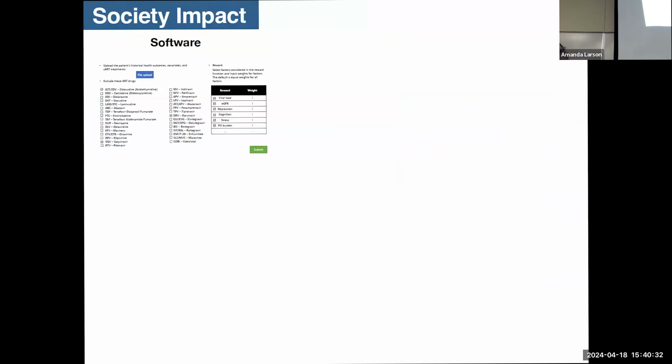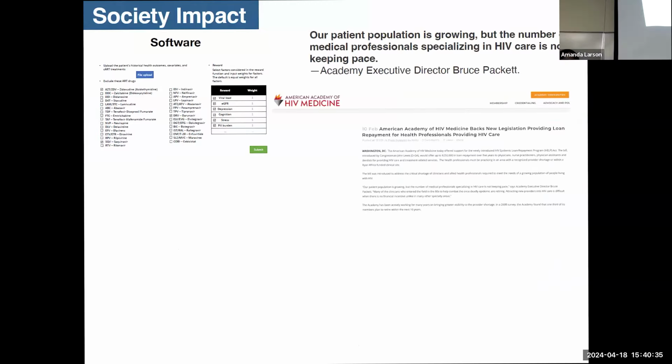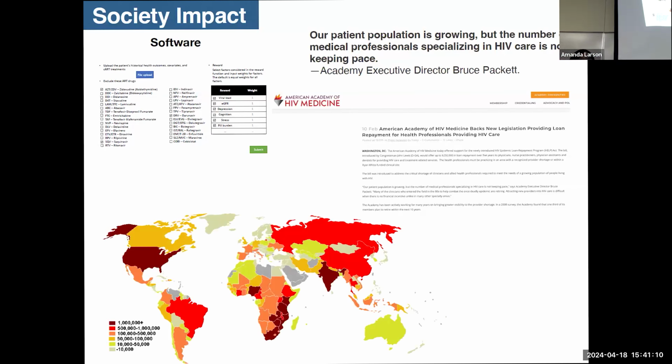The reason we want to build this software is that, for example, now in the US there are not enough ID doctors. The Academy Executive Director Bruce Pagdewin said, our patient population is growing, but the number of medical professionals specializing in HIV care is not keeping pace. So in many suburban areas, people with HIV are actually treated by their primary physician, but their primary physician may not be trained in ID specializations. And that's only the US. Not to mention many developing and underdeveloped countries.